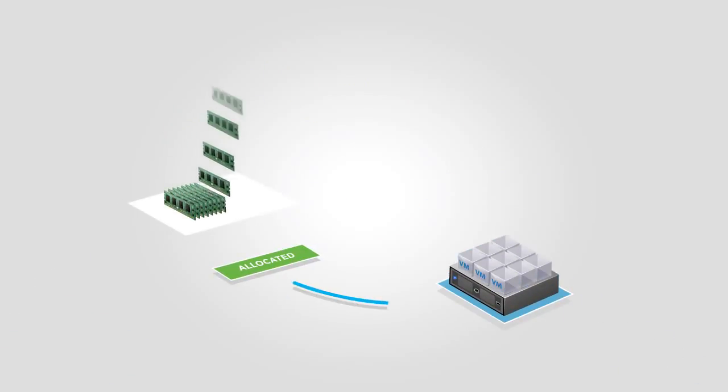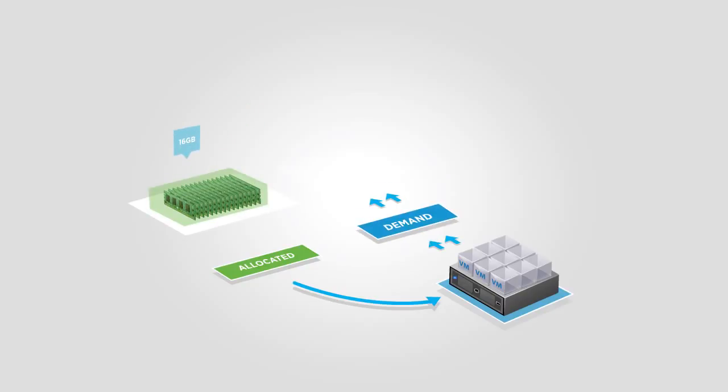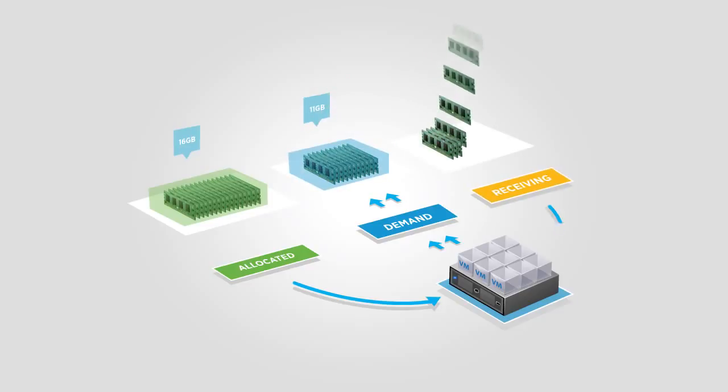For example, let's take a cluster that has been allocated 16 gigabytes of RAM. This cluster's workloads are currently demanding 11 gigs to meet OS and application resource needs, but they're receiving only 8 gigs, clearly not enough to meet their current requests. So the difference between demand and usage, which is 3 gigs, is resource contention.